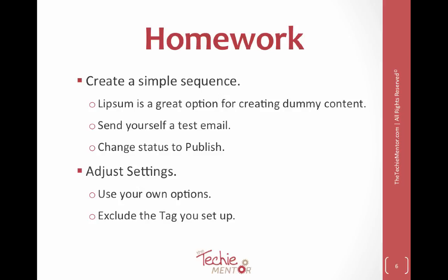And then go ahead and change that status from draft to publish. And you can do this on multiple emails. It doesn't have to just be one, but get in there and make sure you understand how they work. And then go into settings and update your options however you want. You can change the days of the week, the time, who it's from. You can even go in and add an exclusion for the tag that you set up in the previous module, just so you see how that works. And then the next session, we're going to talk about actually sending and adding people to a sequence.